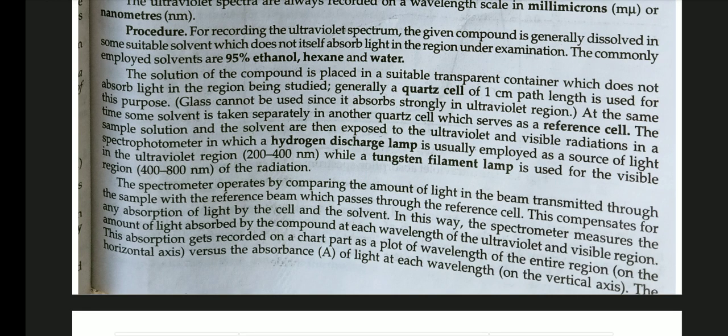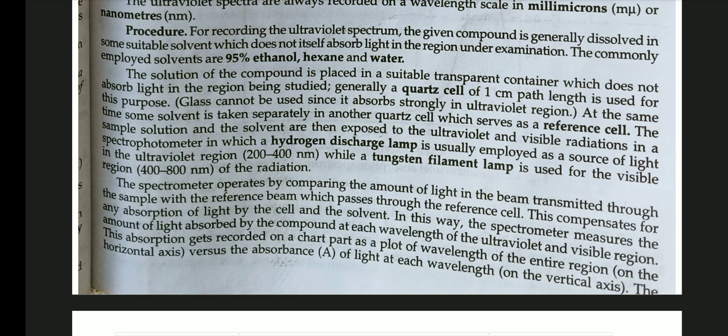The sample solution and the solvent are then exposed to ultraviolet and visible radiations in a spectrophotometer, in which a hydrogen discharge lamp is usually employed as a source of light in the ultraviolet region, while a tungsten filament lamp is used for the visible region.